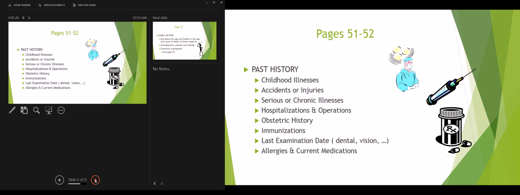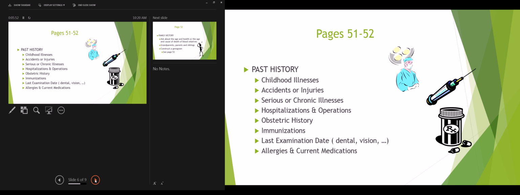Hospitalizations and operations. You can combine these if you want, but just know that you're going to have to put the cause, the name of the hospital, what condition they were treated with, how long they were hospitalized, and the name of the physician. If they cannot recall any of that information, then you have to put that. Cannot recall, name of physician. Cannot recall, dates of hospitalization.